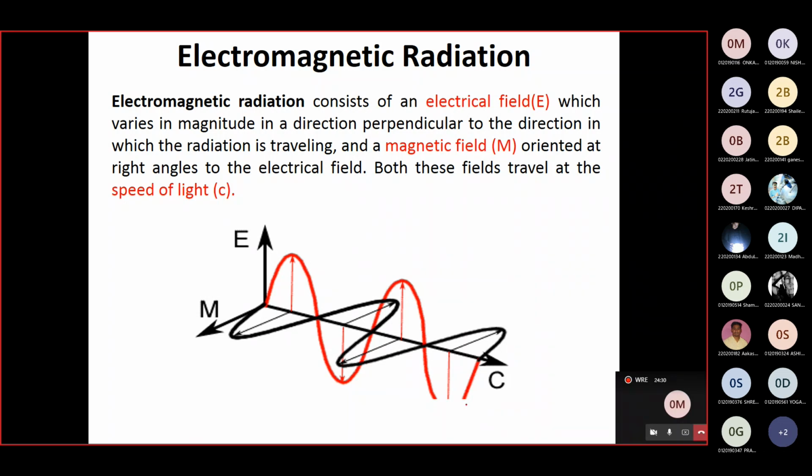Here you can see in this particular diagram the electrical field and the magnetic field. These are exactly perpendicular to each other. The magnitude remains the same, but their directions are exactly perpendicular to each other. Both the fields travel with the speed of light, which is denoted by the letter C. So this is the electromagnetic radiation.